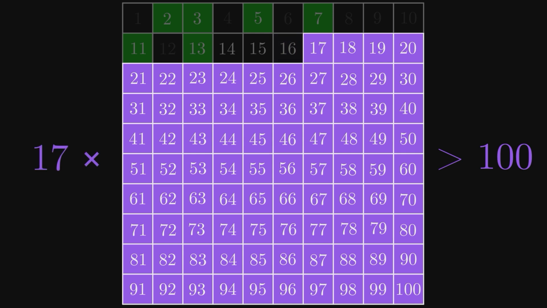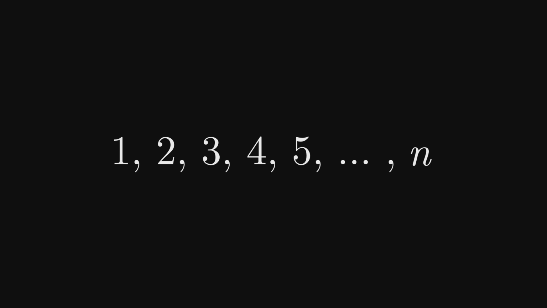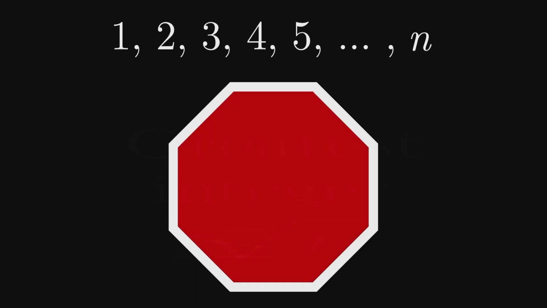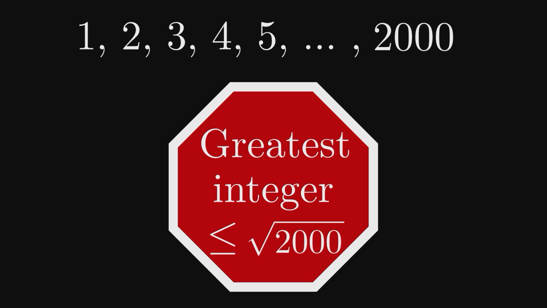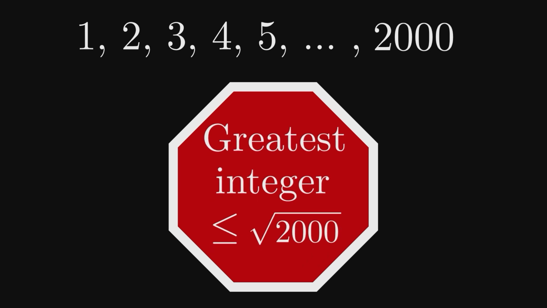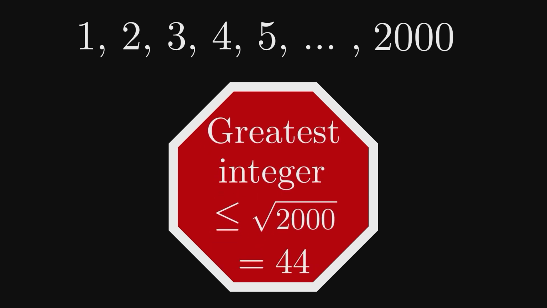Generalizing this idea, if we wish to find all the prime numbers less than or equal to n, we can stop the filtering algorithm after we reach the greatest integer less than or equal to the square root of n. For example, if we were looking for all the primes less than or equal to 2000, we could stop the algorithm after removing all the multiples of 44, since the square root of 2000 is approximately 44.7.